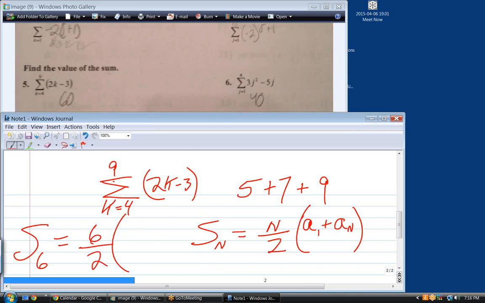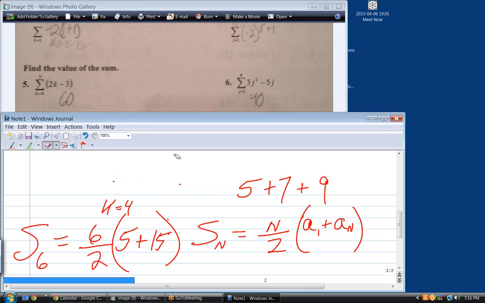First term is clearly 5. The last term is when k is 9. That's 15. That's how we get 60. 5 plus 15 is 20 times 6 over 2, which is 3. That gives us 60. Okay? That's the way to do that one.